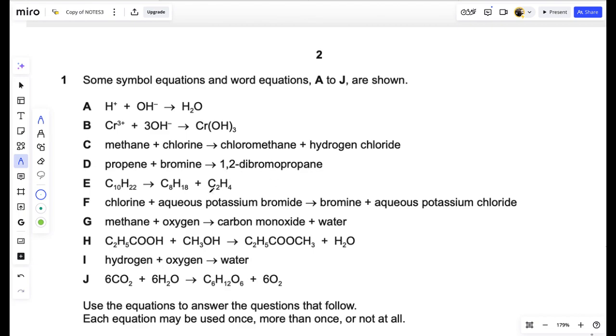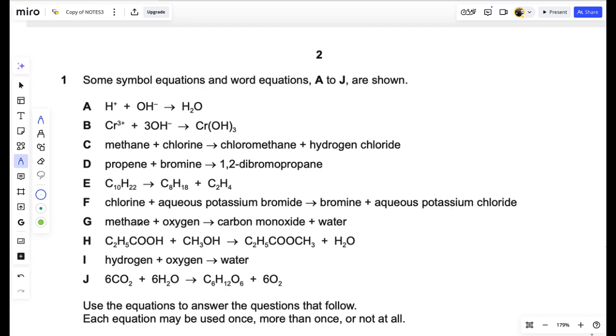1,2-dibromopropane, and then the K can be catalyzed, can be broken down into smaller units, ethene and octane. And then chlorine reacts with aqueous potassium bromide to produce bromine and aqueous potassium chloride, because chlorine is higher than bromine, so chlorine will displace bromine from the potassium bromide to become potassium chloride.